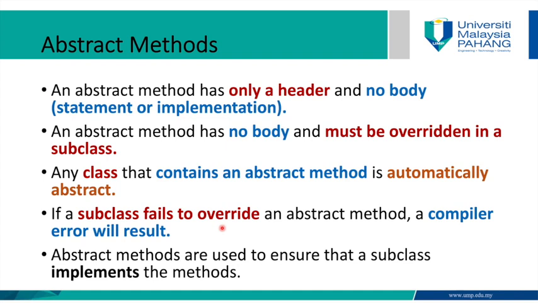If you cannot actually extend the abstract class, you will get an error when you try to run the code. And abstract methods are used to ensure that a subclass will implement the method. So you will declare the abstract methods, for example, in the superclass, but no implementation in it. But you can do the implementation in the subclass, by just extending the superclass, and then you can do all the implementation in the subclass.